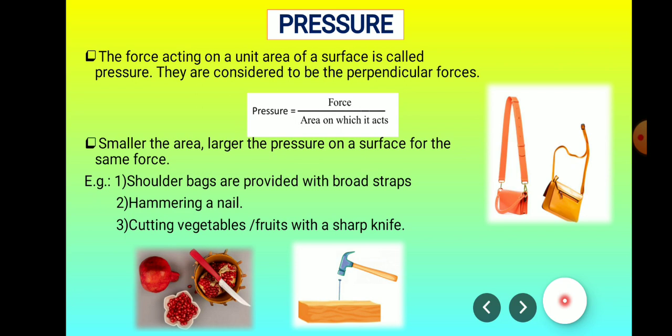Hammering a nail: the bottom of the nail is very sharp and the area is small, so a greater pressure is applied at the tip when we hit the top of the nail. With a sharp knife, the area of the edge is small, so the pressure we have to apply is small, and we can easily cut fruits or vegetables. But if the knife is blunt, the edge area is large, so we have to apply a greater pressure to cut the fruits or vegetables.